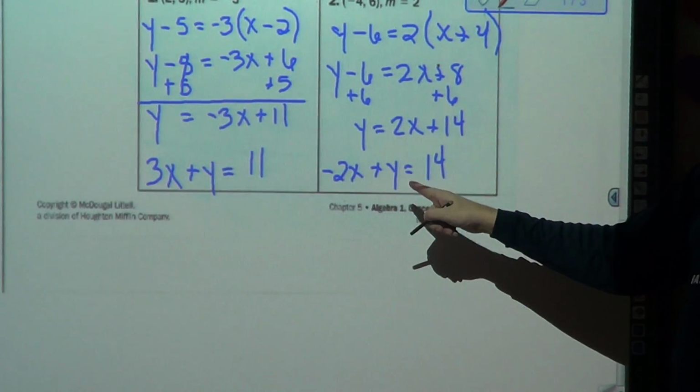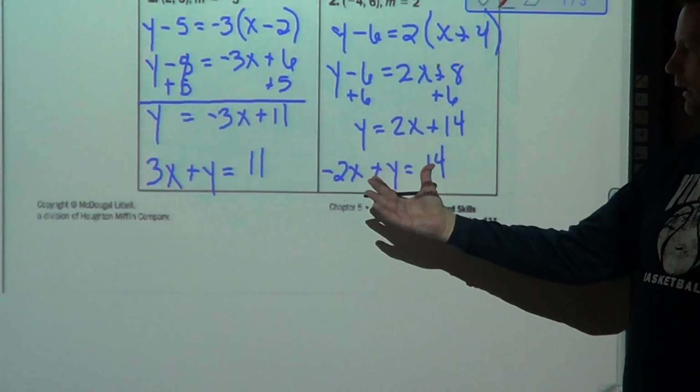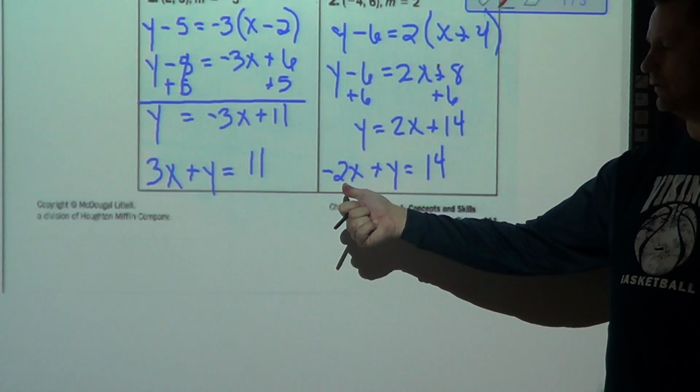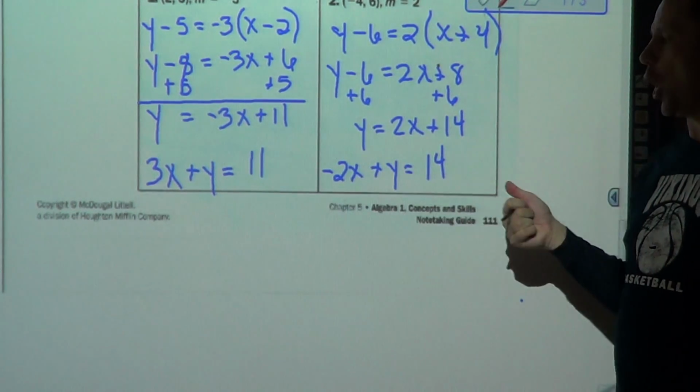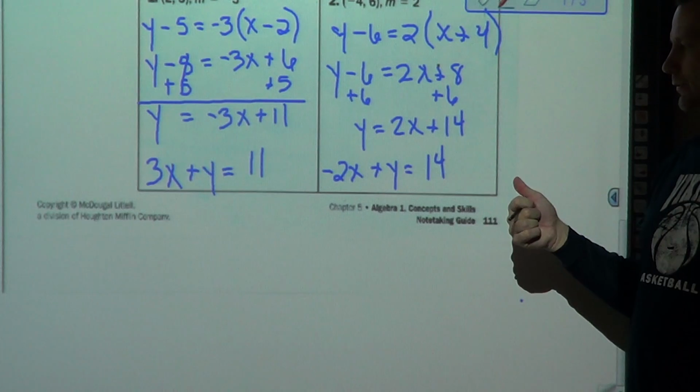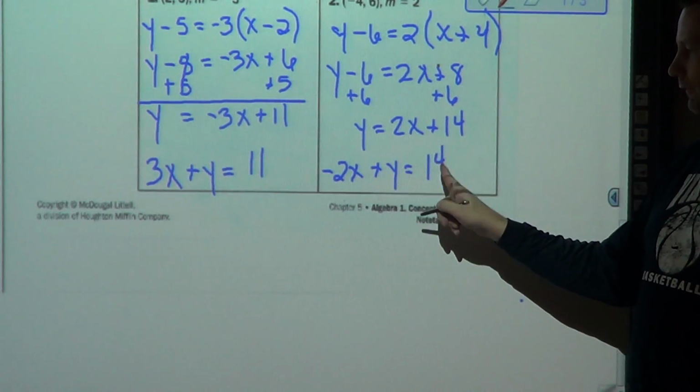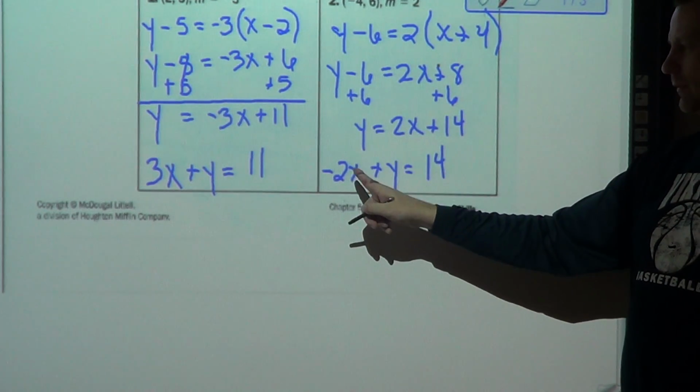It is not. Okay, so all you have to do is, when you're done and you see the x term is negative, you're not quite done. Just change them all. Whatever the signs are, make them the opposite. I don't care if y is negative. I don't care if 14 is negative. The x term needs to be positive.